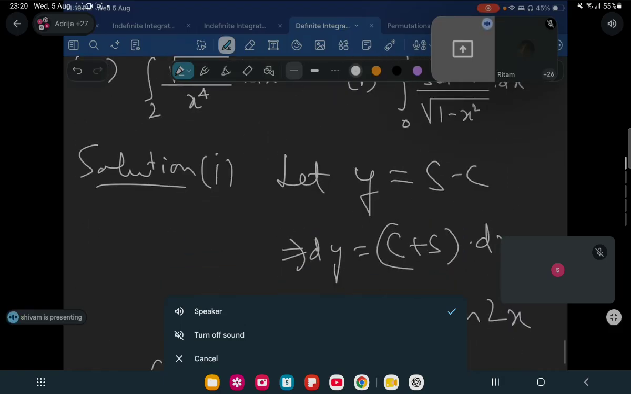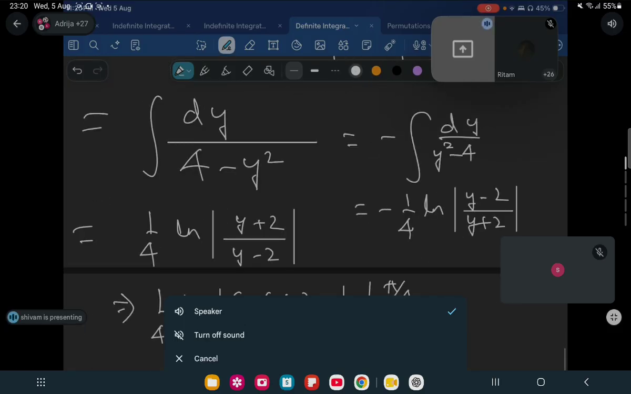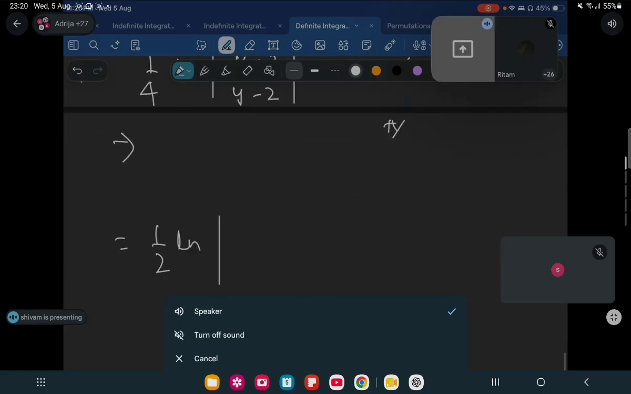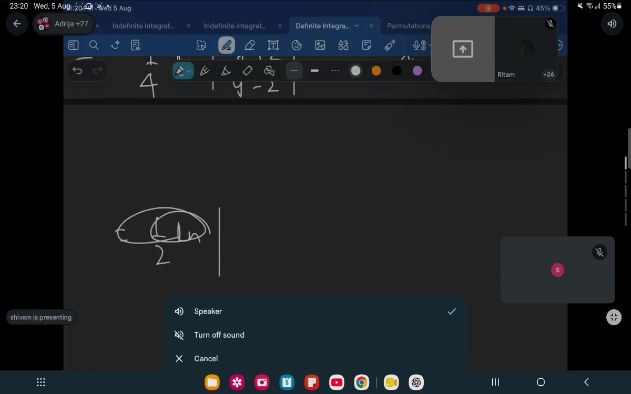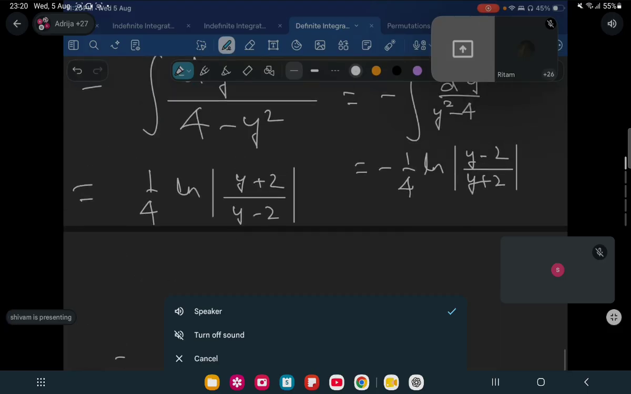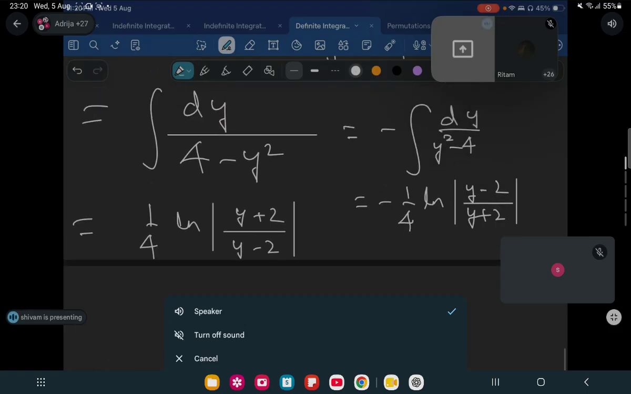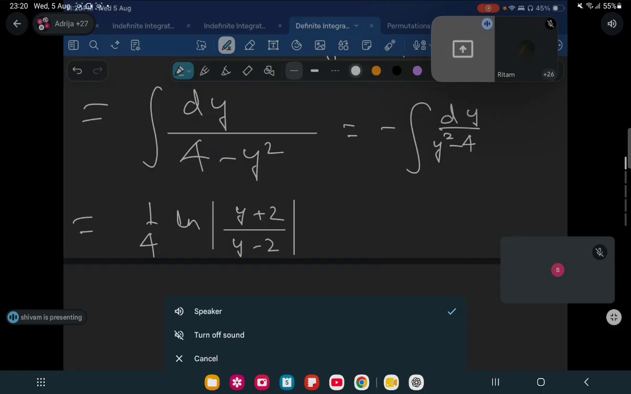Okay, let us change the limit. As x tends to 0, y will tend to minus 1. And as x tends to pi by 4, y will tend to 0. So I'm not back substituting this time. Directly calculating, 1 by 4 mod of y plus 2 upon y minus 2. We have to substitute from minus 1 to 0.